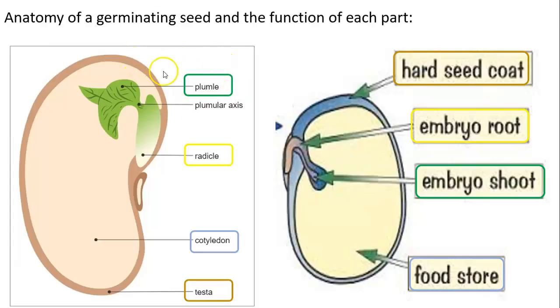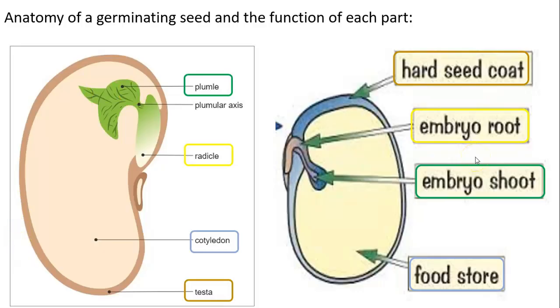And we have the plumule. The plumule is the embryo shoot. So the plumule is the embryo shoot, which means that it is the part of the seed that will later grow up and become the shoot of the plant.